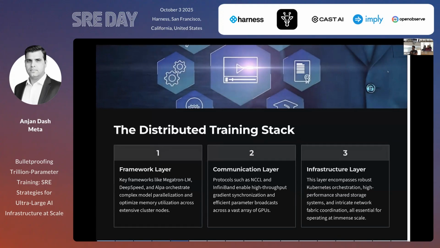Moving on. So we talked about SRE challenges. Let's talk about what this stack is. Where is it really happening, right? There are 3 layers. On the top, let's talk about the framework layer. So we'll go to framework, then communication, and then, of course, the infra layer.